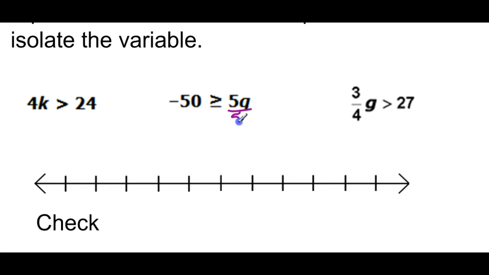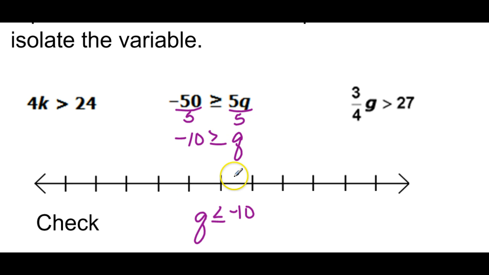Here, I'm going to divide both sides by 5. That gives me negative 10 is greater than or equal to Q. Okay? And then this to me is confusing. So I'm going to flip it up like a pancake. Scoop underneath it. Flip the whole thing over. So I'm going to write this as Q is less than or equal to negative 10. You'll notice that these switch sides and the inequality sign flipped over.